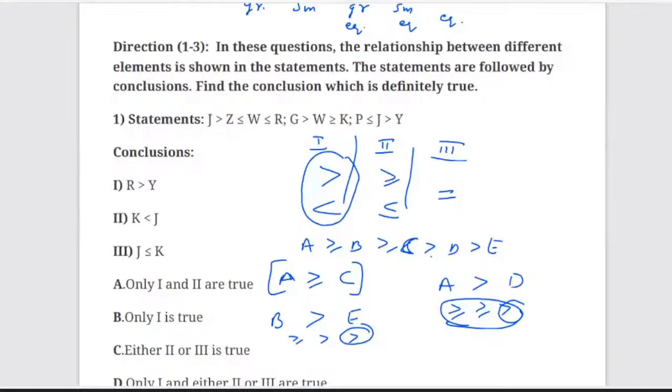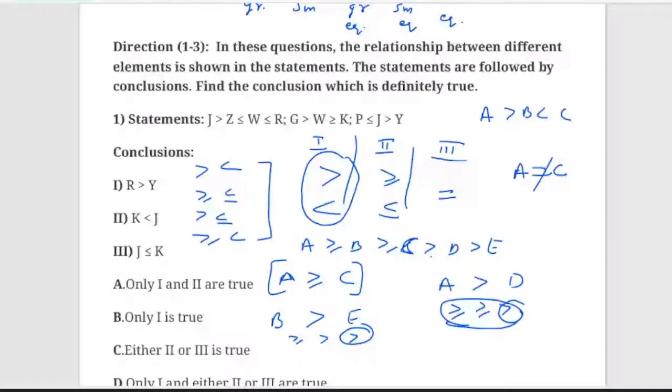If we have something like this, A is greater than B and then less than C, then what? Then between A and C, there is no relation. We cannot find any relation. As soon as you see opposite pairs, like this or like this, out of these four, if you see any pair, then the answer will be option D, that is, cannot be determined.